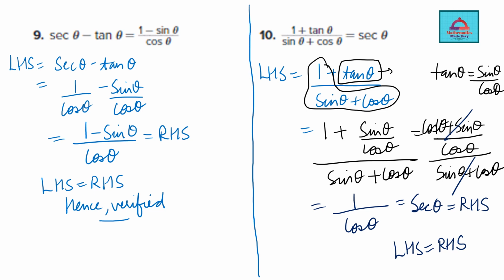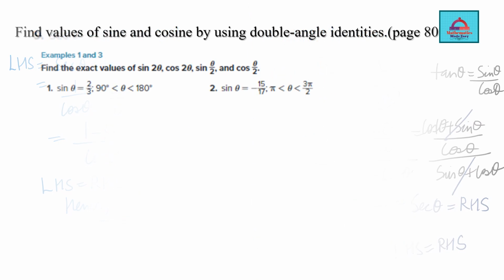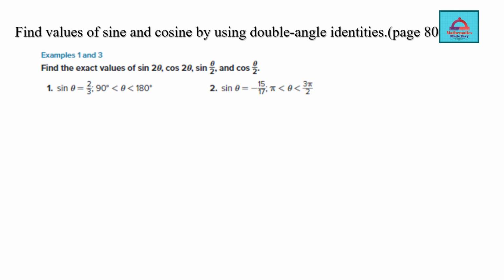So we have completed all 10 questions on verifying trigonometric identities from page number 789. Let's solve the last question for today, which is question 1. I will do this for you and you will try this one yourself. So let's do it. So here we have to find 4 things. So it's a pretty long question.